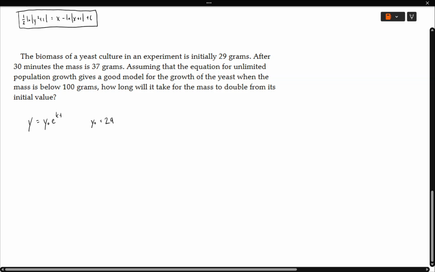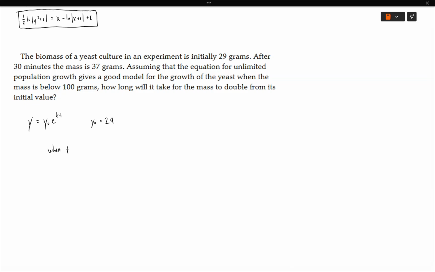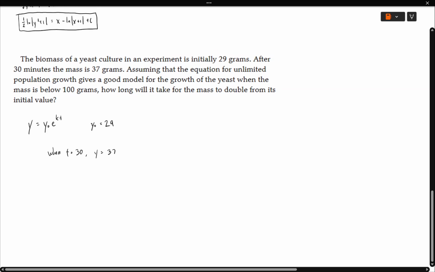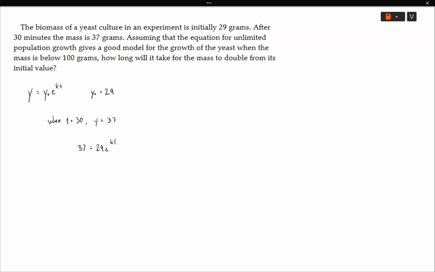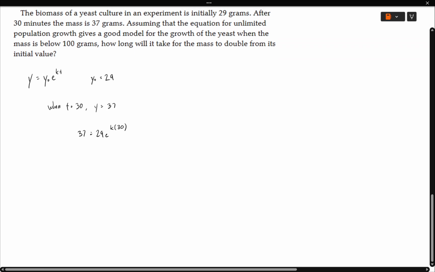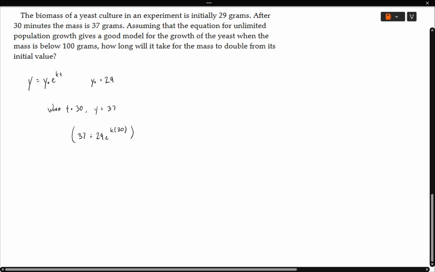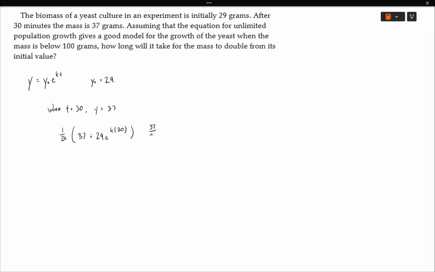So after 30 minutes, the mass is 37 grams. So we know that when t equals 30, y equals 37. So we're going to plug that into our exponential change equation. We're going to get 37 equals 29, because that's y naught, e to the k times 30, right? So we're going to divide both sides by 29. This is going to become 37 over 29 equals e to the k times 30.